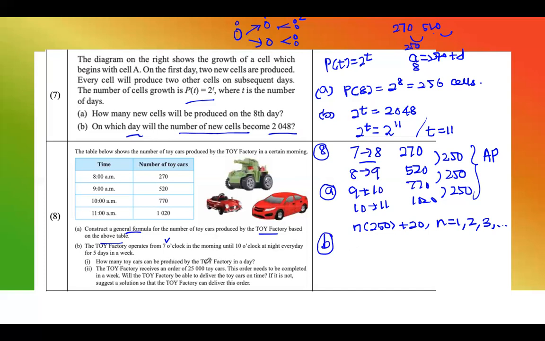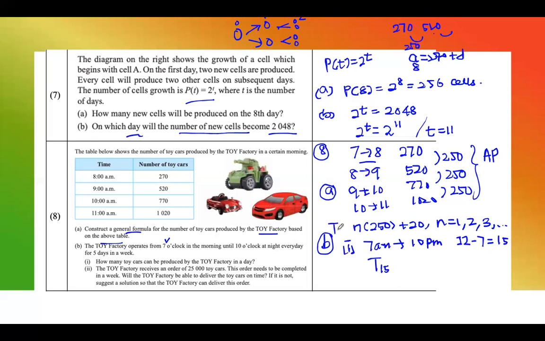So how many toys can be produced in a day? In a day, you will start work from 7 a.m. until 10 p.m. So how to find the difference? 10 p.m. is 22 hours, right? 22 minus 7, so there are 15 hours of work. So how many toys can be produced in a day? So we put T15.